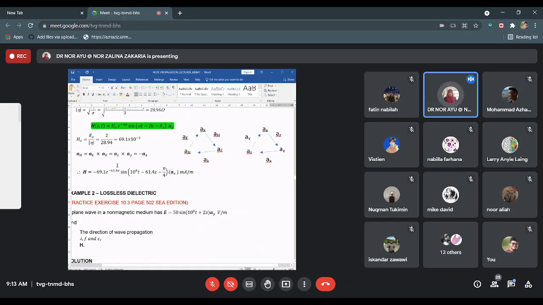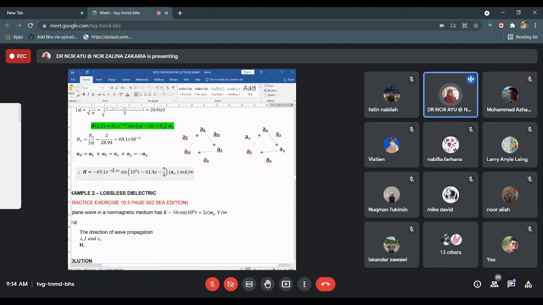When you find it, you know that AK is the AZ direction and AE is the AY direction. Of course, your H will be in the AX direction. We just need to know whether it is negative AX or positive AX, so that's why you need to find it. When you find it, you discover that the direction of H is negative AX. That's why you put the negative in front here. You can also put it here, either way, but it's better to put it here. So negative 69.1 e^(-61.4z).